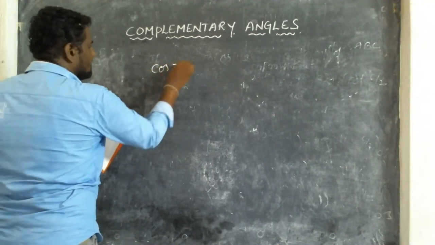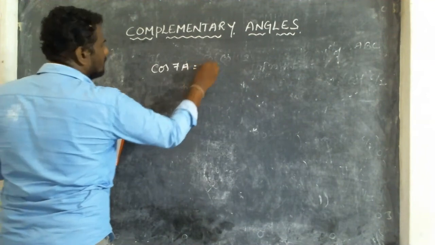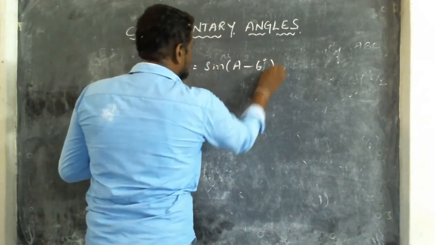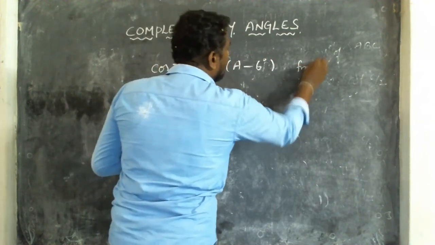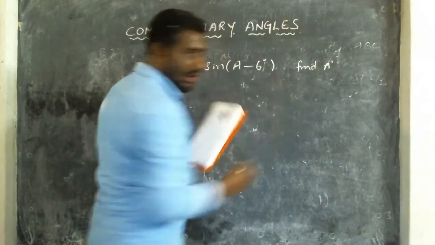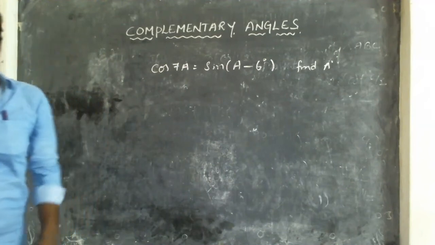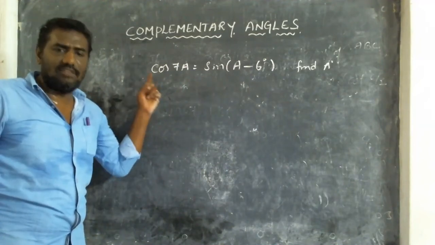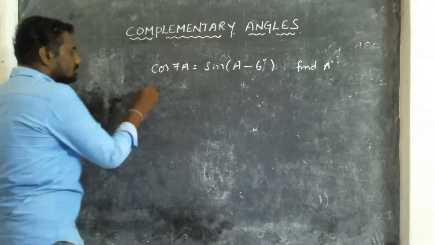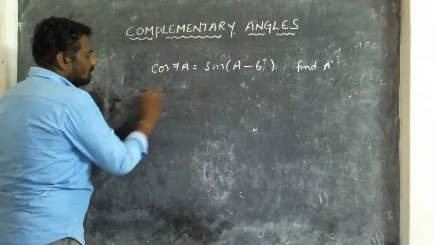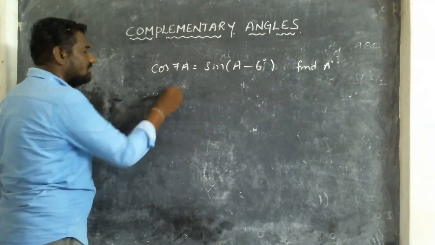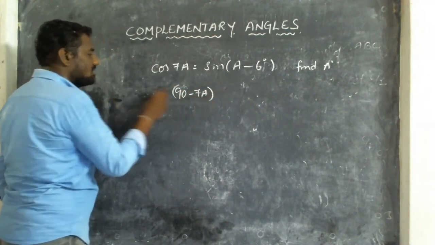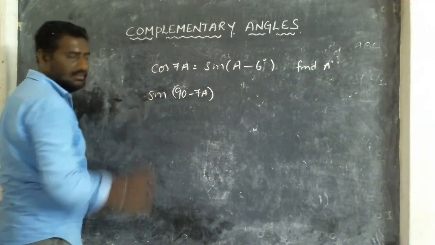Cos 7A equal to sin of A minus 6 degree. Find A. Here also two trigonometric ratios are there. One we have to convert. First one I will convert. First we'll convert the angle. 7A can be written as 90 minus 7A. Cos is converted to sin.